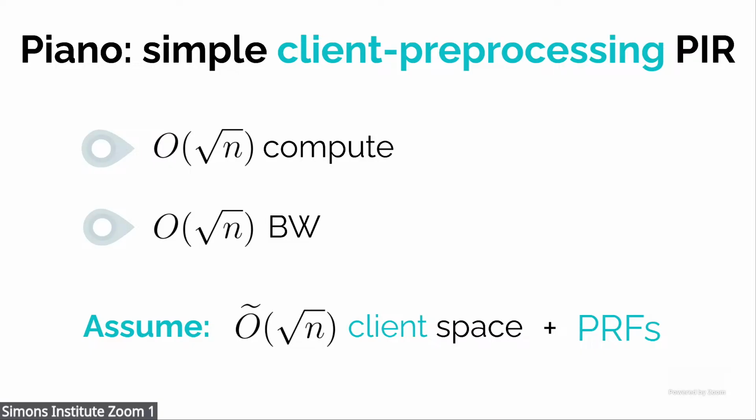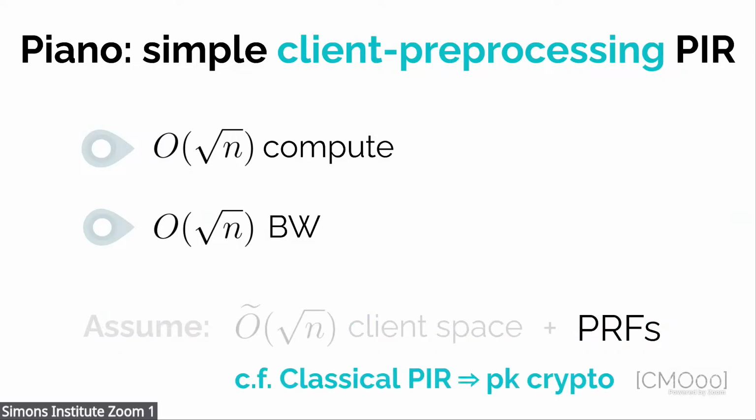The result we can get is that we have an extremely simple client preprocessing PIR, and the cost is basically square root n: square root n compute, square root n bandwidth. The client needs to have roughly square root n space. And one thing that's very cool is all we need is PRF. We don't need any fancy crypto. This also is maybe a little bit surprising at first sight because there's this elegant impossibility result, CGK. They showed that if you want to have a non-trivial classical PIR, you have to have public key crypto. But it turns out in the client preprocessing model, we can overcome this barrier.